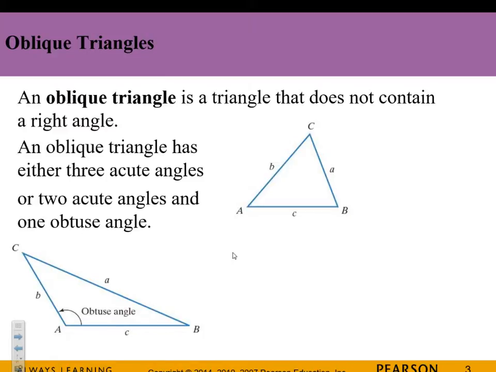Now, do you guys remember from geometry, there was this rule that said the largest angle will have the largest side opposite to it. You guys remember that rule? The largest angle will be opposite to the largest side. The smallest angle will be opposite to the smallest side. And that should make sense, right?